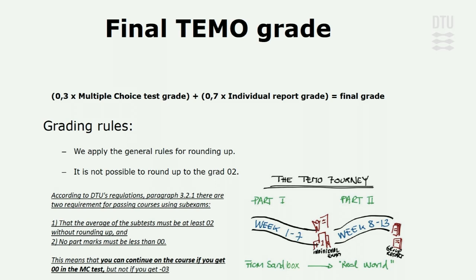There are two requirements for passing courses using a sub-exam. The first is that the average of the sub-tests must be at least 0-2 without rounding up, and no part marks must be less than 0-0, which means you can continue the course if you get 0-0 in the multiple choice test, but not if you get the lowest possible grade, minus 0-3.